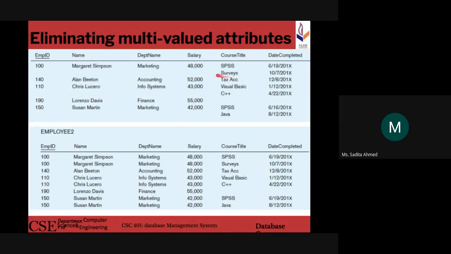Now, what could be a possible solution for that? বলতে পারো যে আচ্ছা এই দুটো কোর্স টাইটেল তো হচ্ছে এমপ্লয়ি 100 এর জন্য, এই দুটো ডেট কমপ্লিটেড ভ্যালু এমপ্লয়ি 100 এর জন্য। সো আমি আলাদা আলাদা করে দিই, ঠিক আছে? As you can see here in the table at the bottom, the second table, the values are separated. In my first row, I separated SPSS and its date completed, and in the second row, surveys and its date completed. So what's going on? In the second table now, there are no multi-valued attributes anymore. So আমরা একটা problem solve করেছি, no more multi-valued attributes.